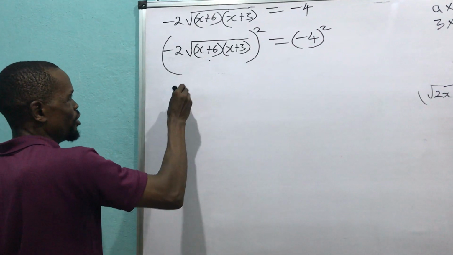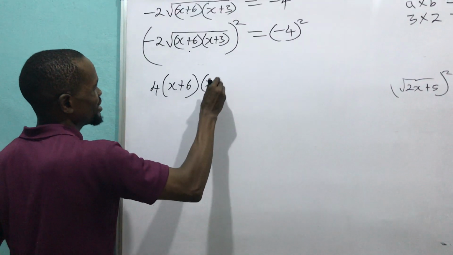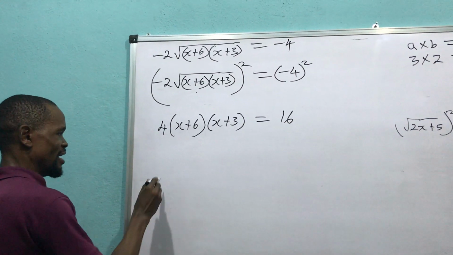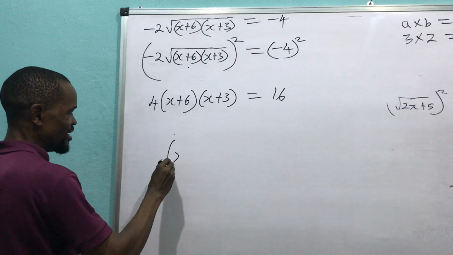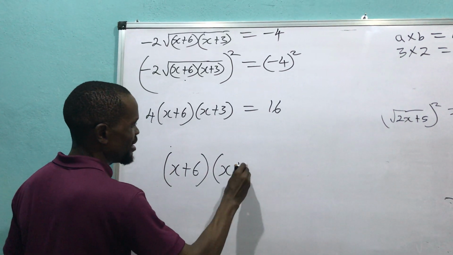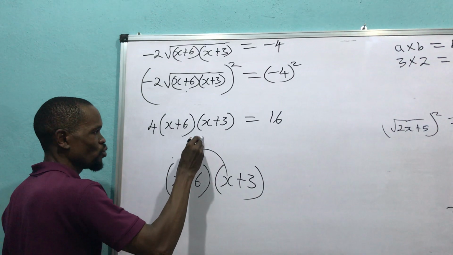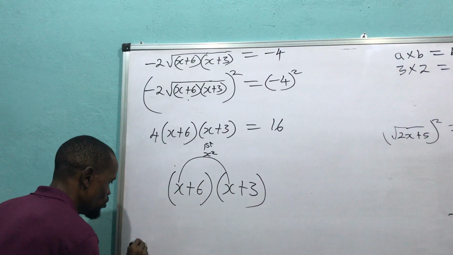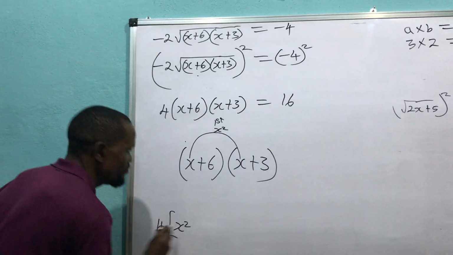I have 4, you remember, x plus 6 into x plus 3 equals 16. Do you agree with me? Let me use long multiplication over here. I think you can follow me right now. I don't want to use what I know to intimidate you. I have this, which gives me x squared, that gives me 4x squared, that's the first one.